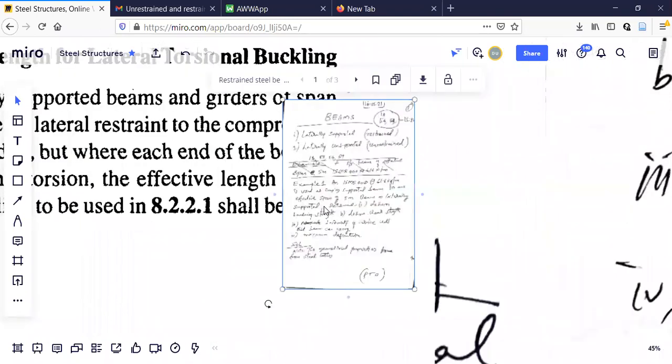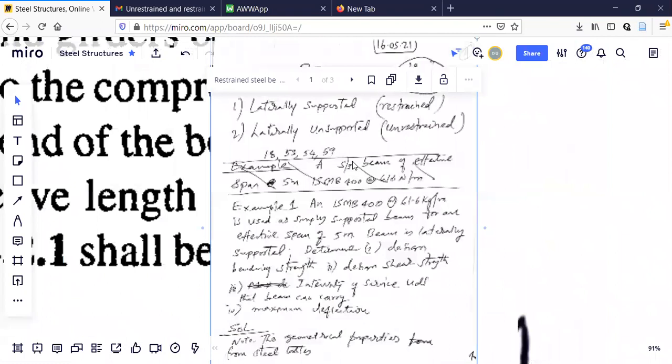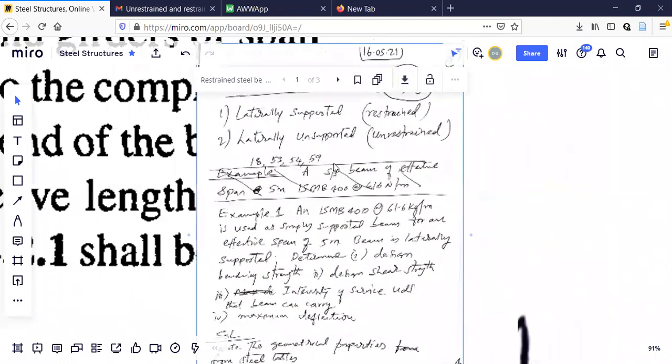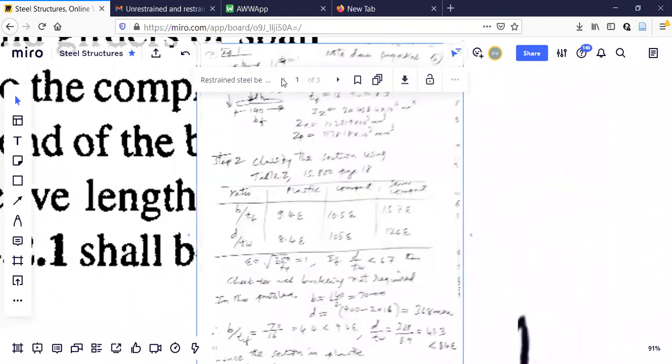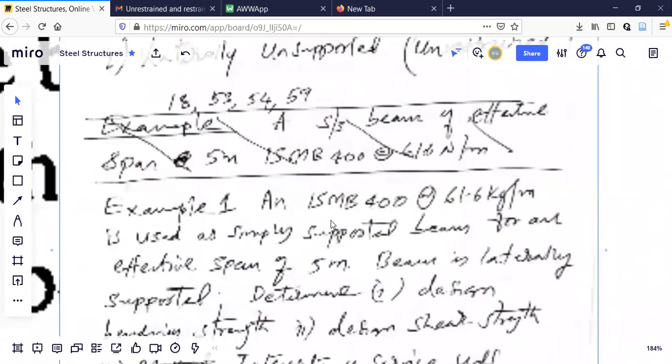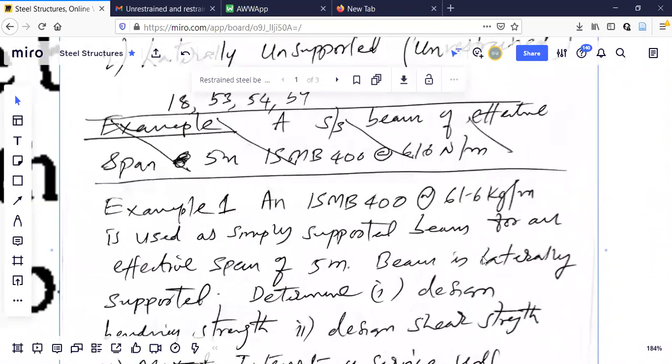I don't know why I'm getting only one page here. Okay, it is here only, no? Okay. It is there. See, next page I will go. So before this, from page number 1, I'll start.